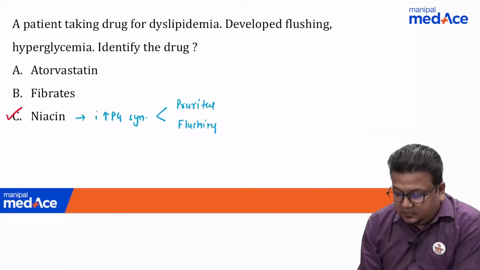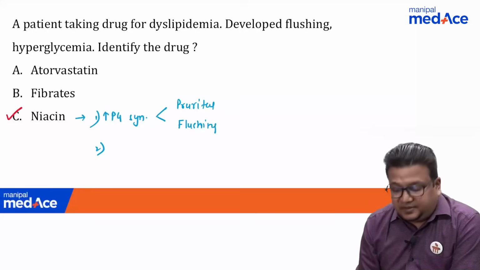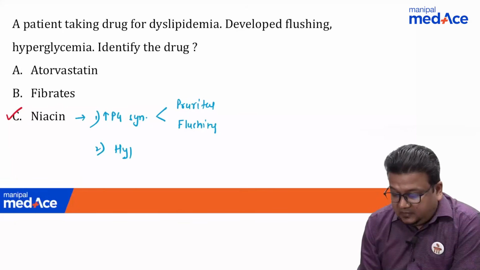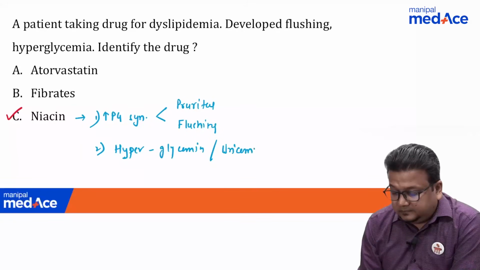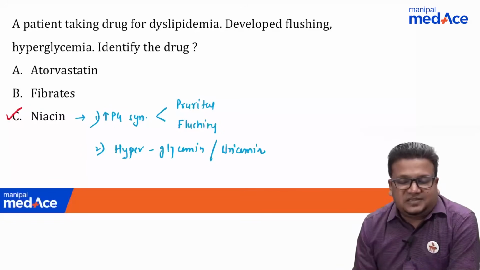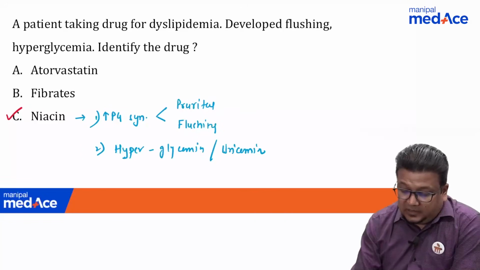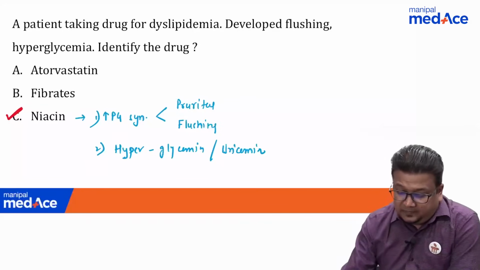Along with that, niacin has several other side effects like hyperglycemia, hyperuricemia. So obviously niacin side effects have been asked very, very commonly, and therefore niacin is the correct answer here.